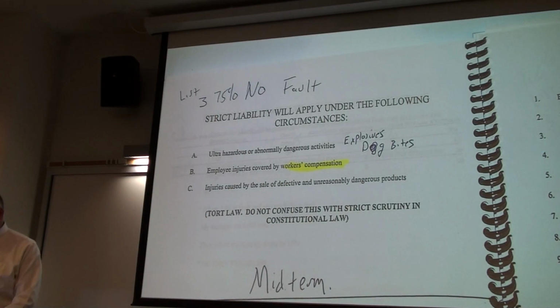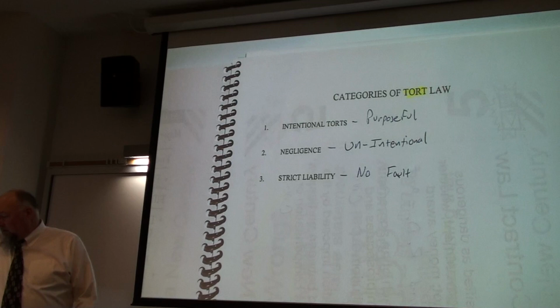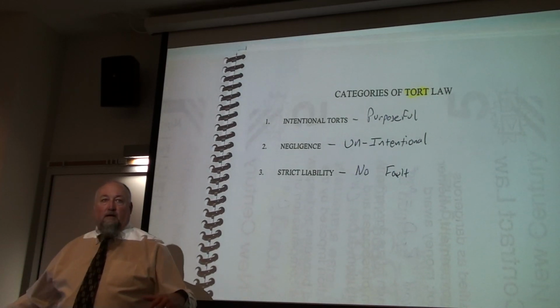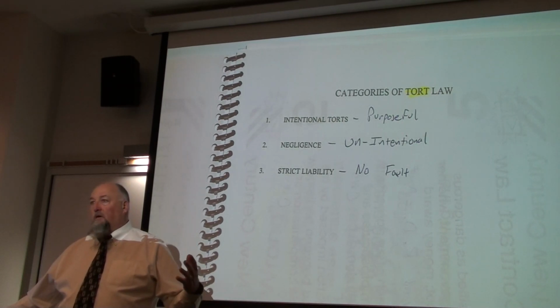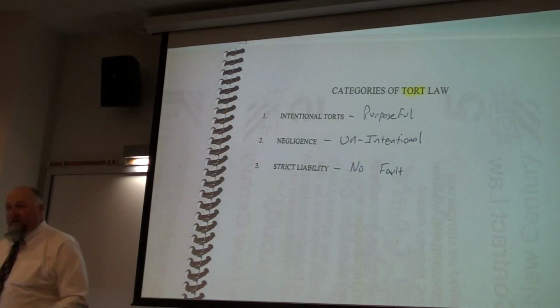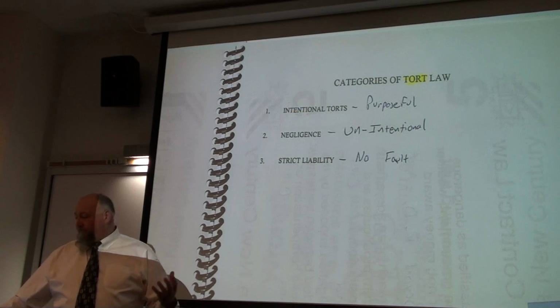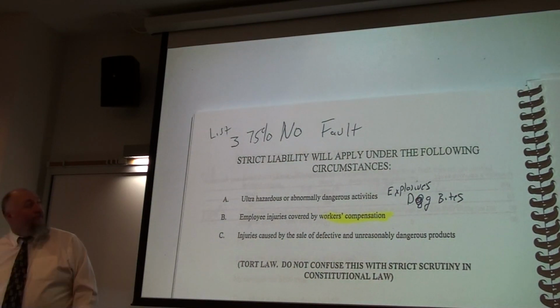Just as a reminder, you don't need to turn the page. There are three categories of tort law: intentional torts, negligence, and strict liability. Strict liability is the third category of tort law, and these are, again, separate and distinct types of tort law. So back to strict liability on page 63.